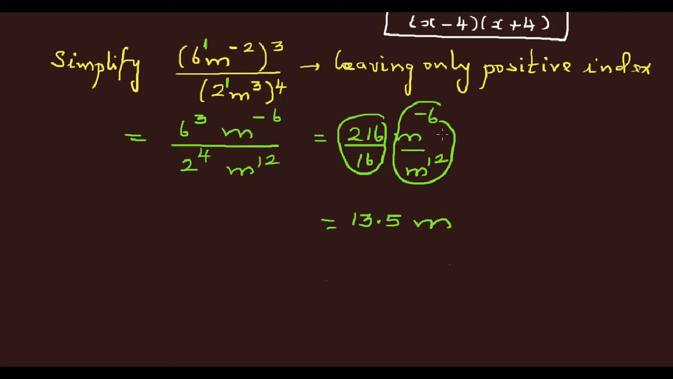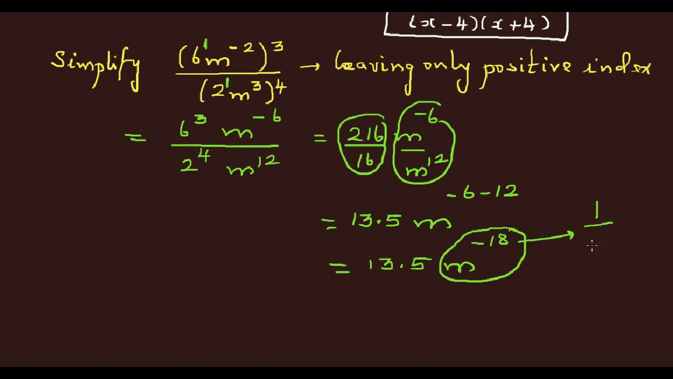So I can write this as 13.5 times m to the power, when you are dividing powers, you take away the index. So this is negative 6 take away 12, which is negative 18. You can also write 13.5 as 135 over 10, but 13.5 is enough. Now this is a negative index. If you want to change this into a positive index, this is the same as writing 1 over m to the power 18. So I'm going to write this as 13.5 divided by 1 times 1 over m to the power 18.